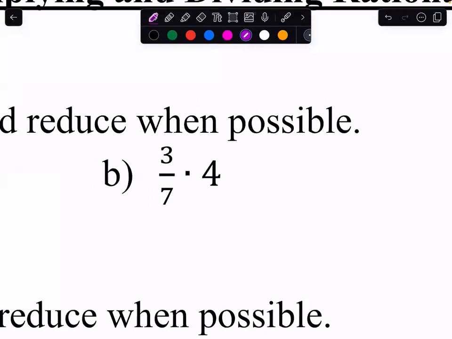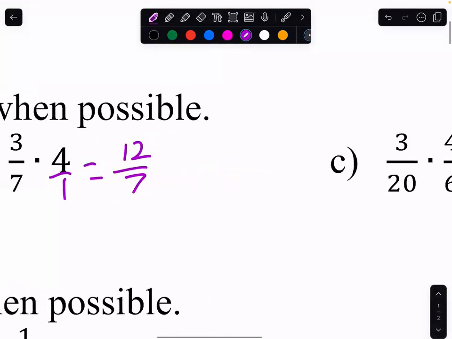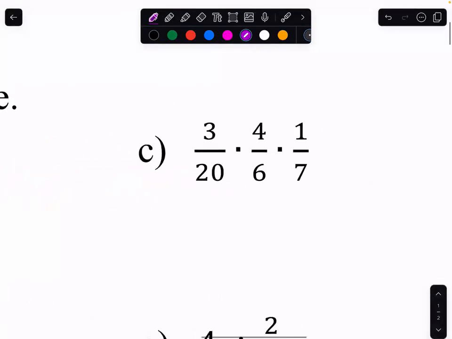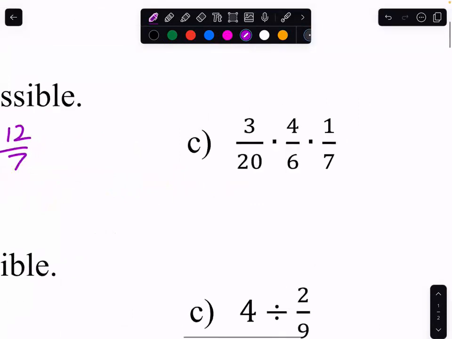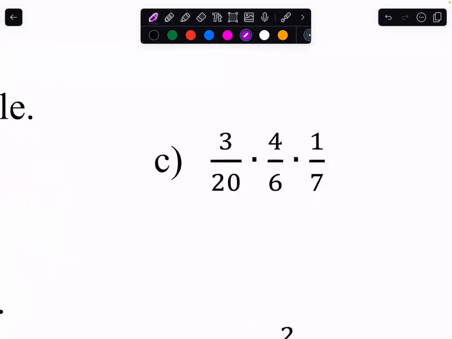We also want to recall that an integer can be turned into a fraction by putting it over 1. This time, no reducing is possible, so you just multiply straight across, numerator times numerator, denominator times denominator. Over here, let's see. You can reduce in different ways, right? Like this 6, you can either reduce it with the 3 or with the 4. In the end, it'll end up the same.